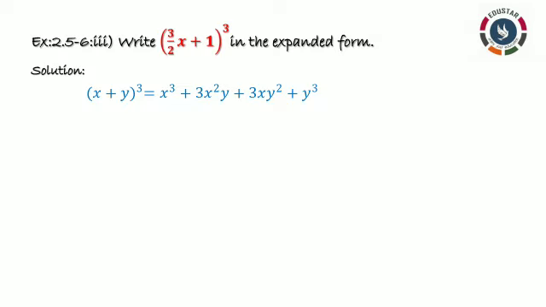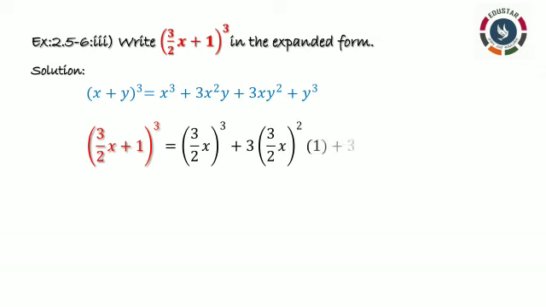Here, what is your x value? 3 by 2 into x, and your y value is 1. Now substitute in the identity. We will get 3 by 2 into x the whole cube plus 3 into 3 by 2 into x the whole square into 1 plus 3 into 3 by 2 into x into 1 plus 1 cube.